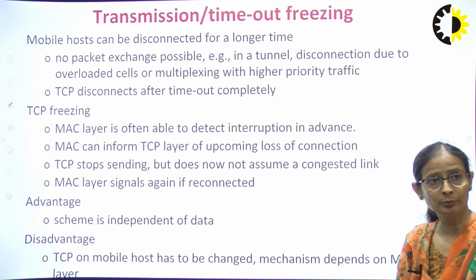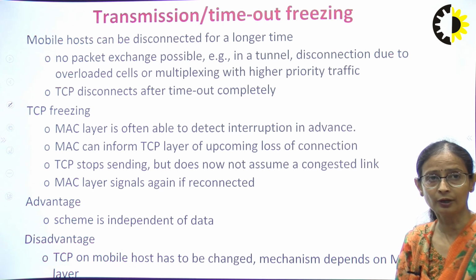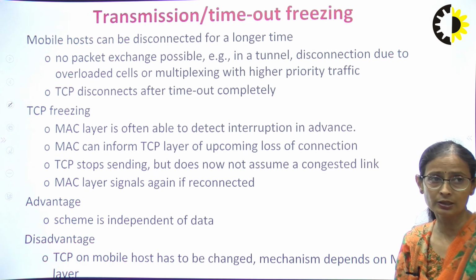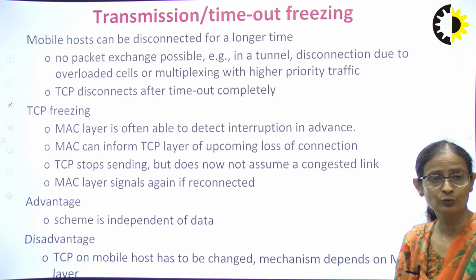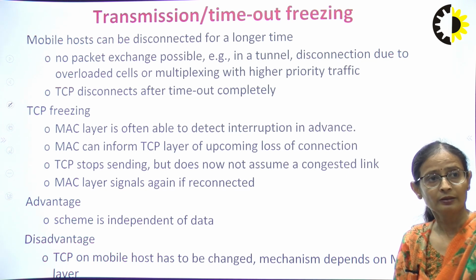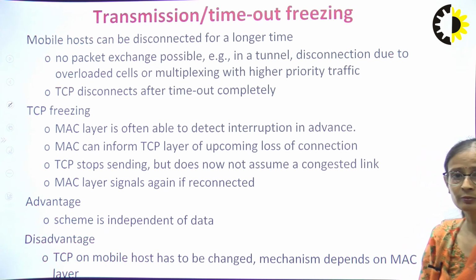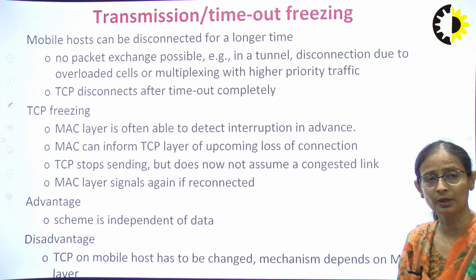The MAC layer is often able to detect interruption in advance. So the MAC can inform the TCP layer of upcoming loss of connection. TCP stops sending at that time. As soon as it receives that information, TCP will stop sending, but does not assume a congested link. The MAC layer signals again when reconnected. So this scheme is independent of data, but TCP on the mobile host has to be changed. The mechanism depends on the MAC layer, that is, communication between the TCP and the MAC layer is required.